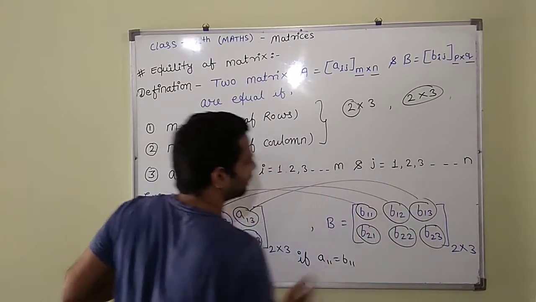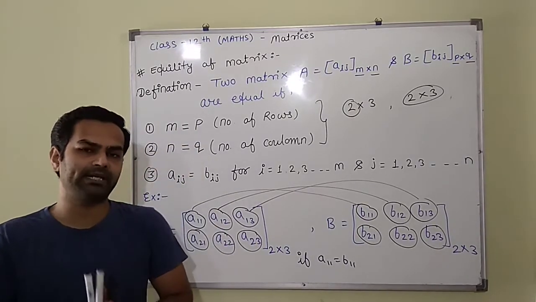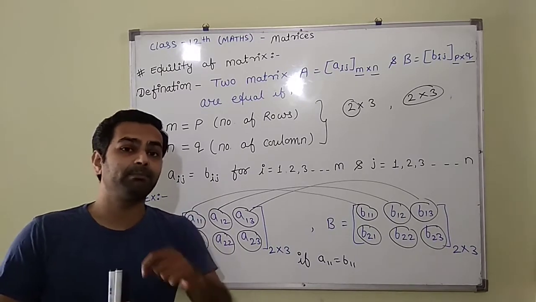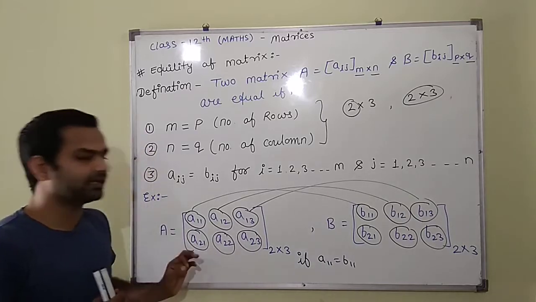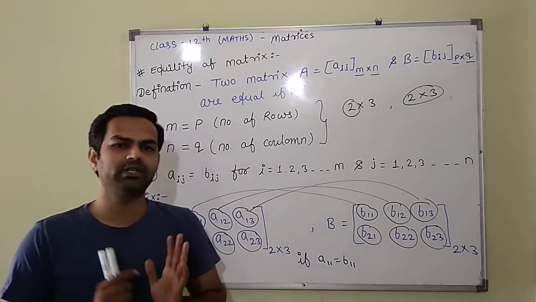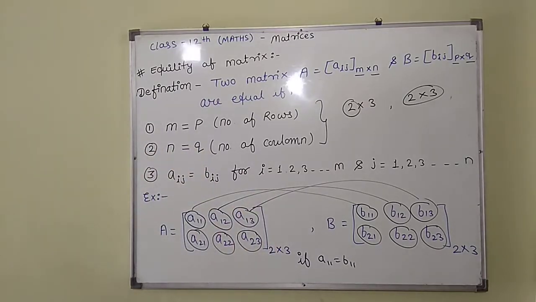This is the only condition for equality of matrices. So the first thing we need to check is the order of the matrices. If both the orders are the same, then we can say that the matrices may be equal. Okay, and now the second condition is that their corresponding elements must be equal. So this is the basic condition of equality. Okay, now let us take one more example to understand it better.